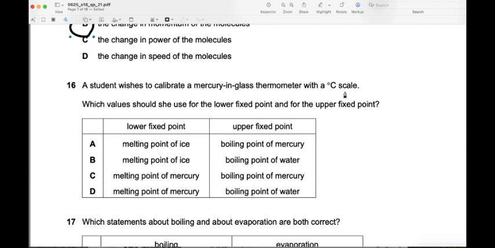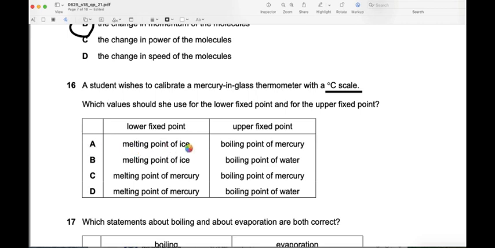When you use the Kelvin scale, we just use the values in Kelvin. When you're doing the degree Celsius scale, the lower fixed point will be the melting point of ice, and the upper fixed point will be the boiling point of water. So what values should she use for the lower fixed point and the upper fixed point? The lower fixed point will be the melting point of ice, the upper the boiling point of water. Yes, this option is the most adequate.